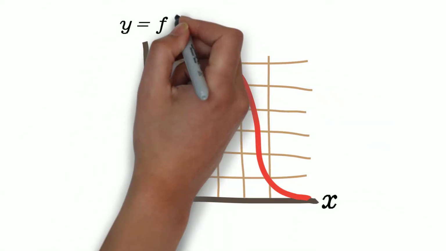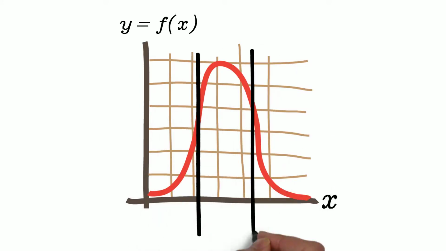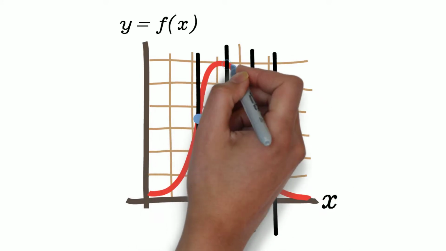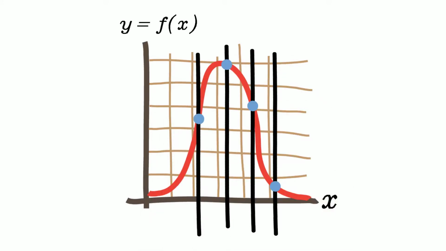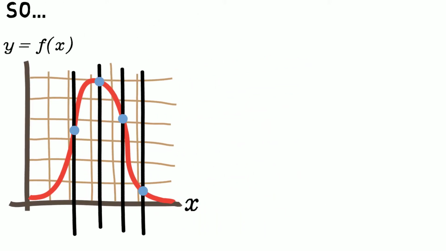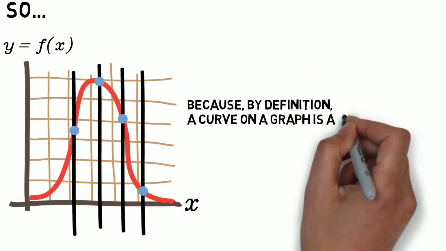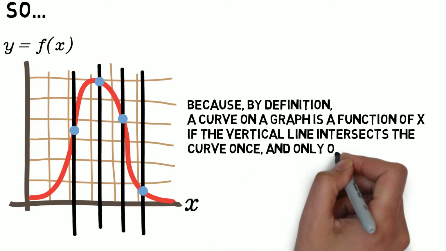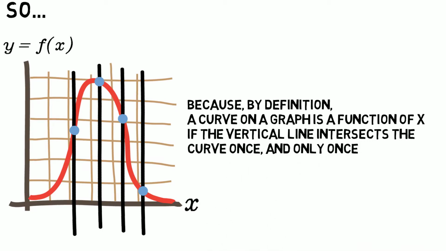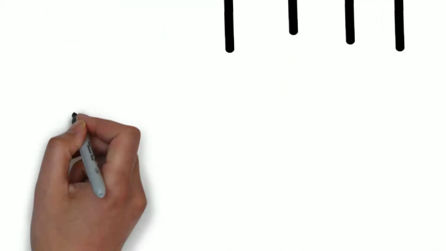and we have our x and our y, and if I can draw a vertical line anywhere on the graph and it only intersects the curve once, then the curve is a function, because by definition a curve on a graph is a function of x if the vertical line intersects the curve once and only once.